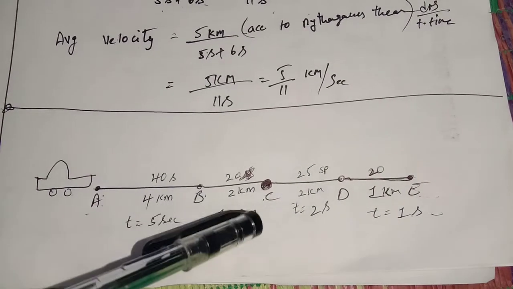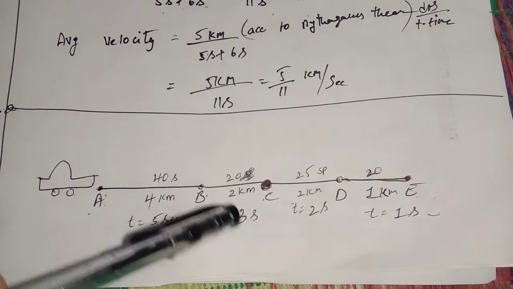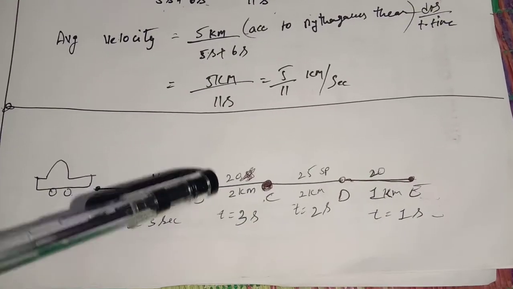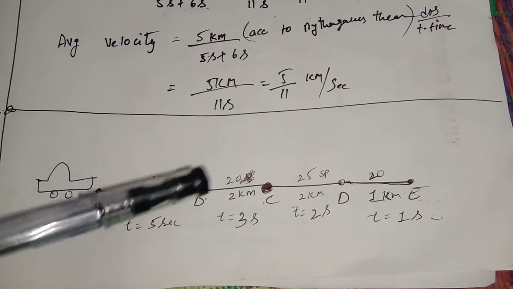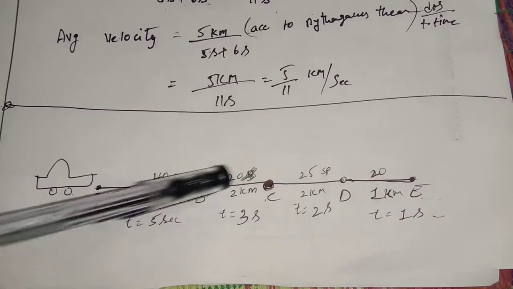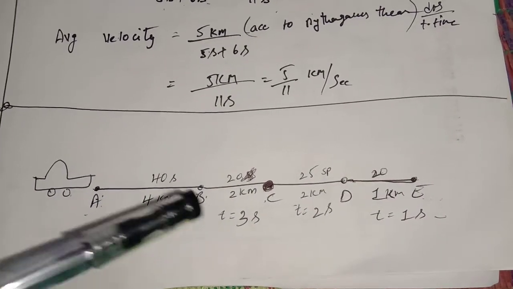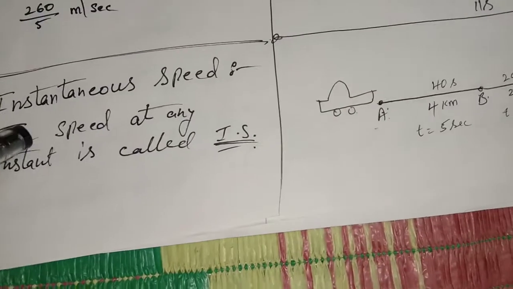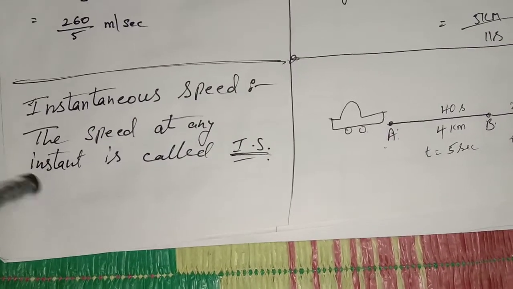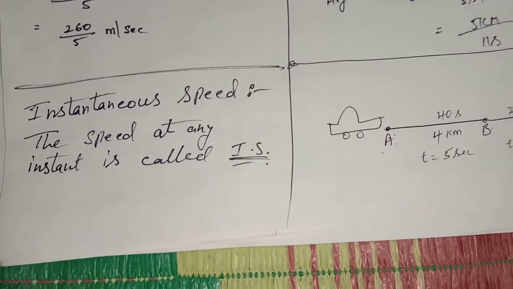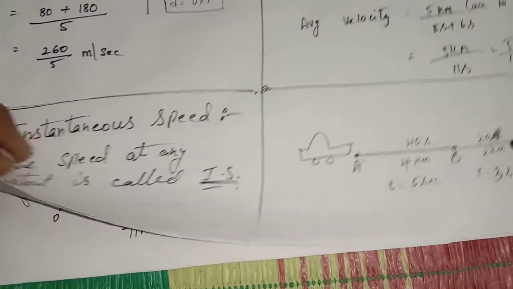Instant, the present. If I say at point C, what is the speed of the car, we will stop and we will see. So at that point we will call it instantaneous speed. Okay, the speed at any instant is called instantaneous speed. Is it clear?